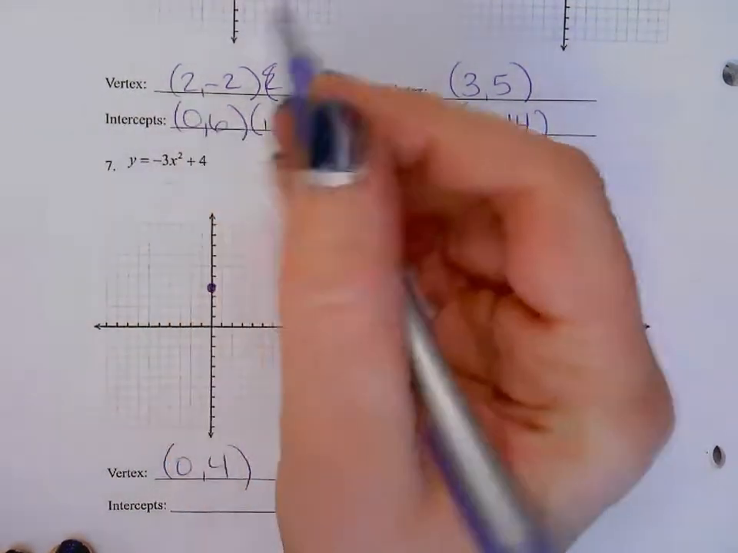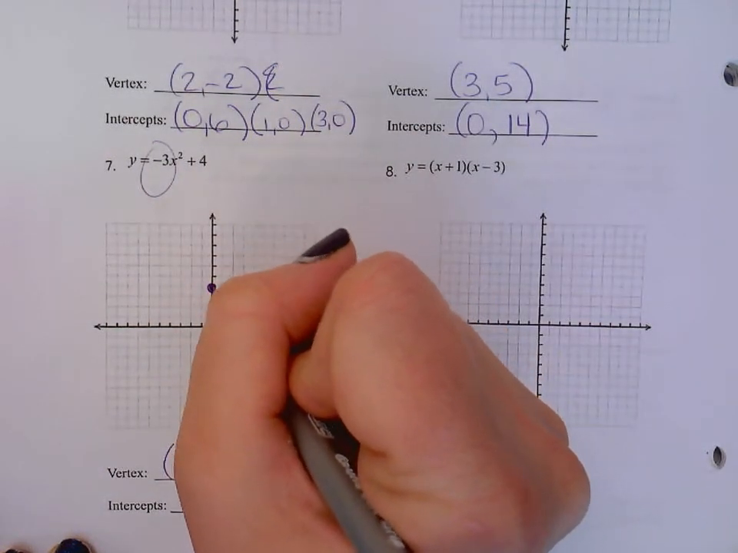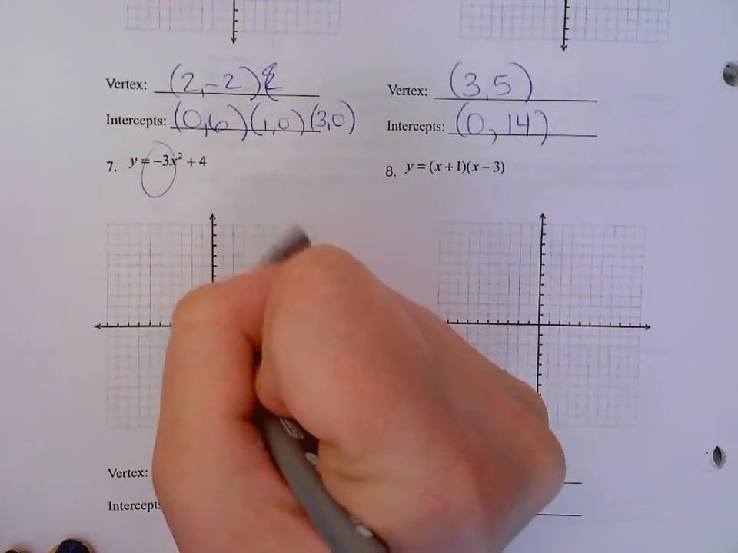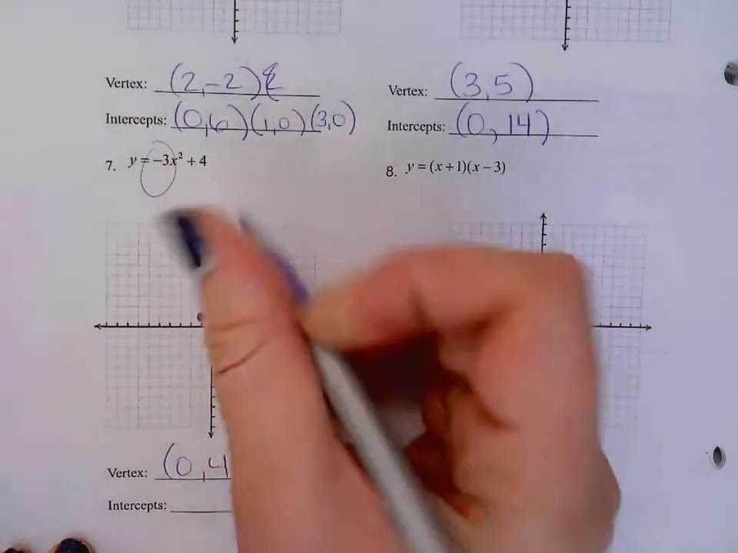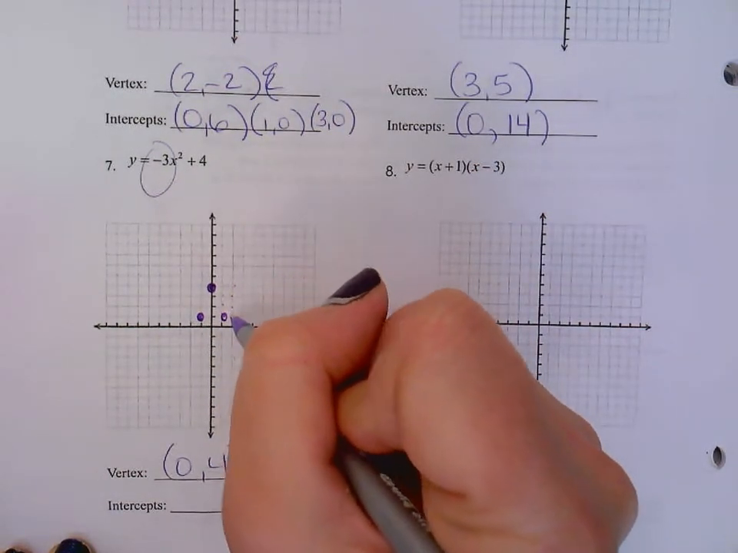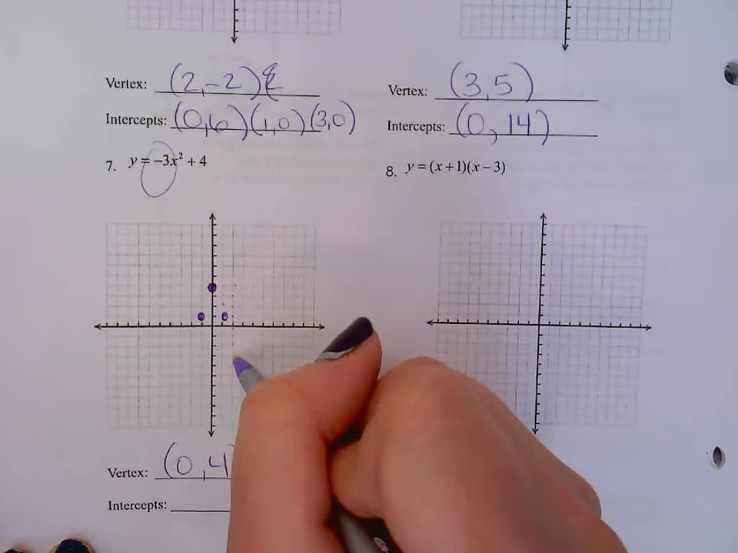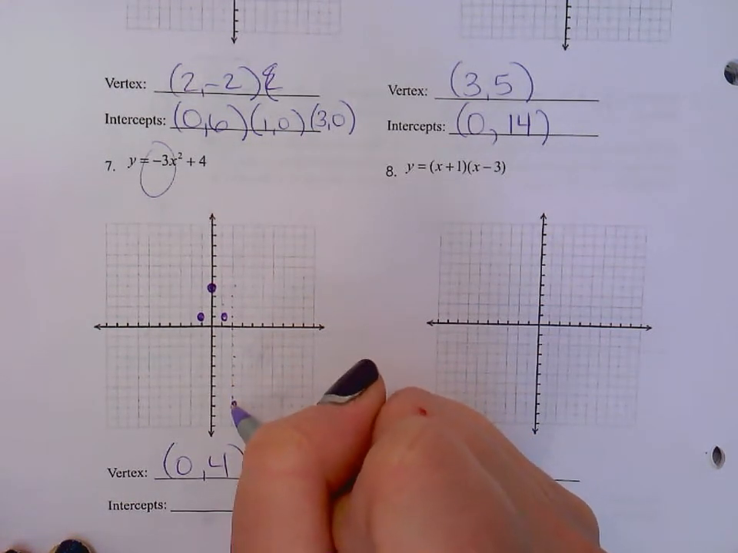I've been flipped upside down and stretched times 3: 1, 2, 3. And then usually I go over 2, down 4, but 3 times 4 is 12. So I'm going to go over 2 and down 1, 2, 3, 4, 5, 6, 7, 8, 9, 10, 11, 12 for that other point.